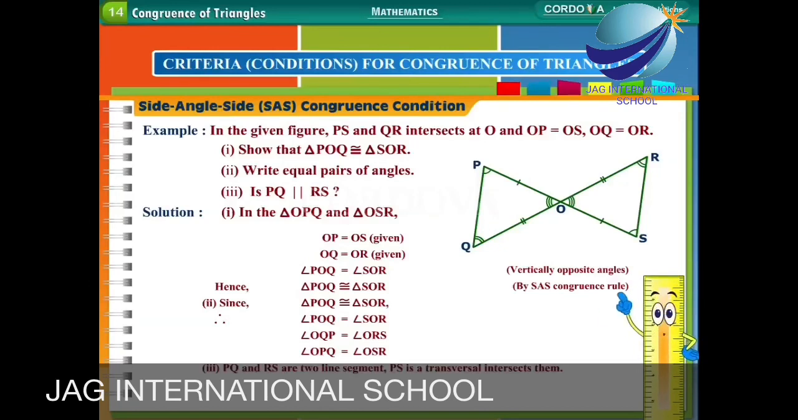PQ and RS are two line segments. PS is a transversal intersecting them. Angle OPQ is equal to angle OSR, alternate angles. This implies PQ is parallel to RS.